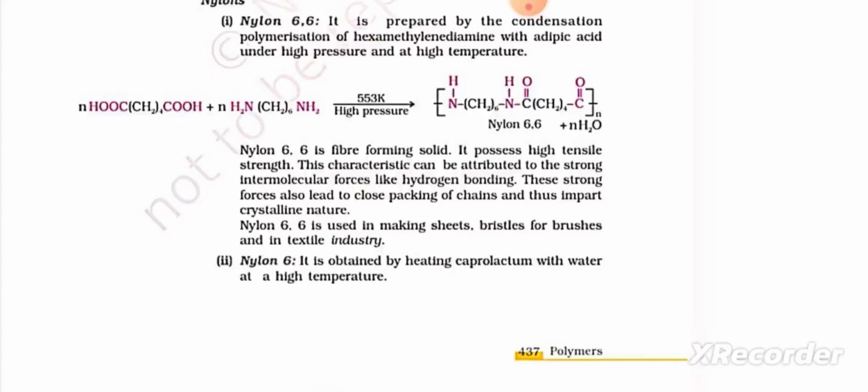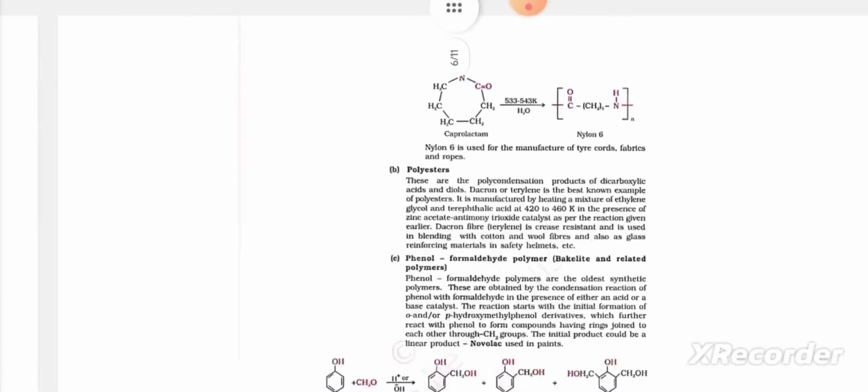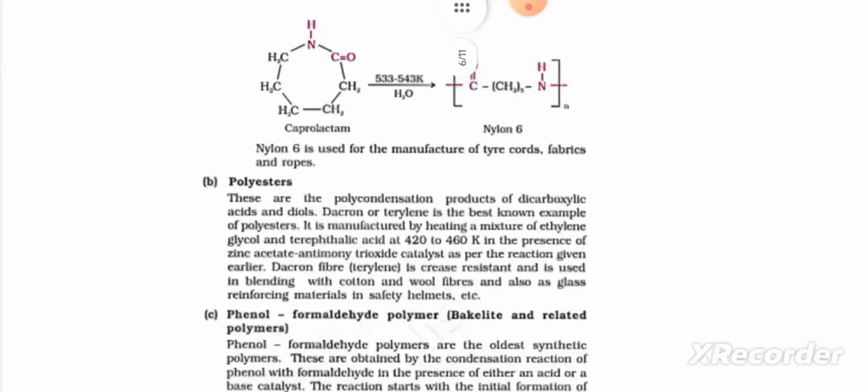Second is nylon 6. It is obtained by heating caprolactam with water at a high temperature. When caprolactam is heated to a temperature of 533 Kelvin to 543 Kelvin, it gives nylon 6. Nylon 6 is used for manufacturing of tires, cords, fabrics and ropes.